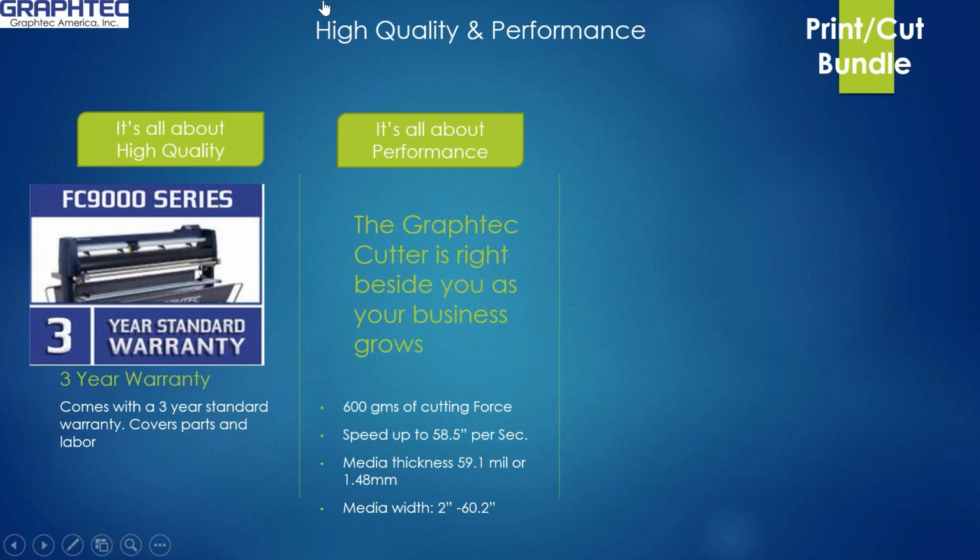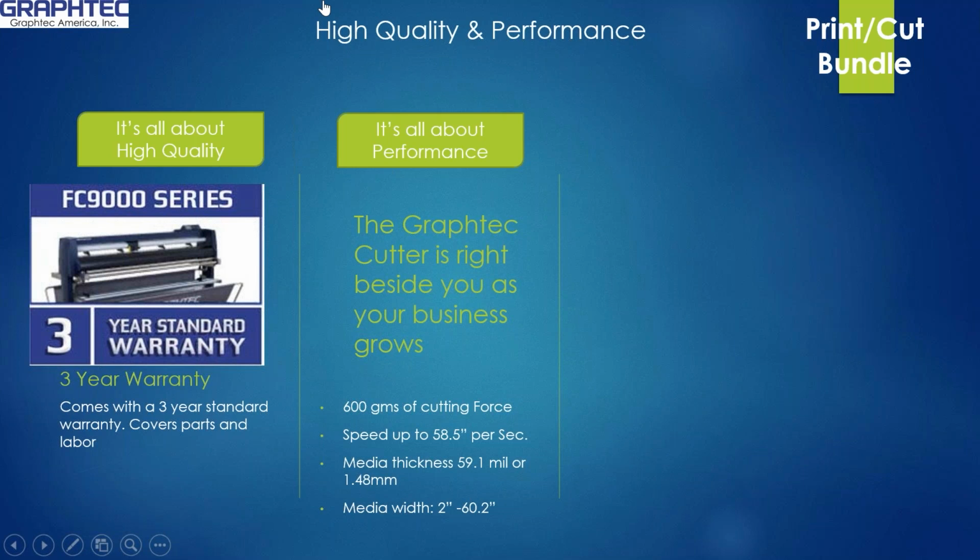As far as the performance, we have 600 grams of downforce with up to 58.5 inches a second. Well, and we can cut up to almost 59 mil thick. Why is the speed important? I think, as Matt and especially David pointed out, that an all-in-one device, while it's printing, it can't cut, and when it's cutting, it can't print. On most of these printers, I literally could take the print that you're doing, and I can cut 4 times the number of jobs that you can cut on a print and cut device, an all-in-one.